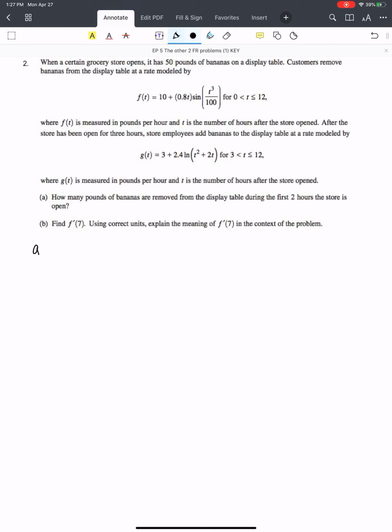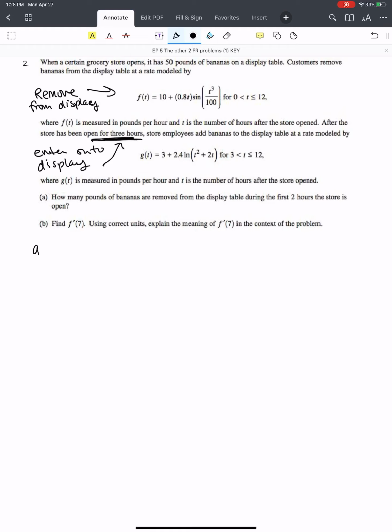So what do they say first? Let me see, just to make sure. Oh, this is the bananas, right? They're already there, and the customers remove the bananas at this rate, remove from display. And then some people work there, and after 3 hours, they start to replenish what's on there, so enter onto display. And it's very important that you notice that that's after 3 hours. That doesn't start happening from the time the place opens.